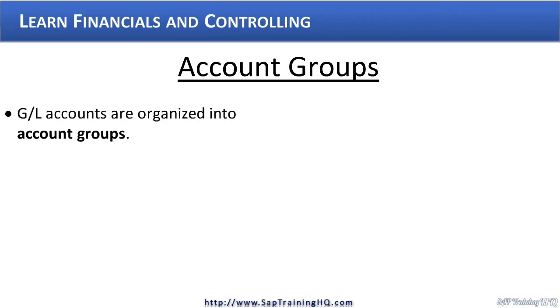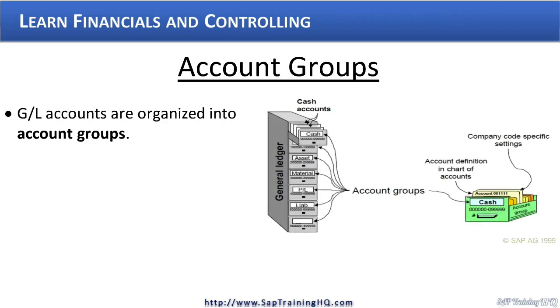General ledger accounts are organized into account groups. The account group is a summary of accounts based on criteria that affects how master records are created. The account group determines the number interval from which the account number is selected when a general ledger account is created, and the screen layout for creating general ledger accounts in the company code specific area.